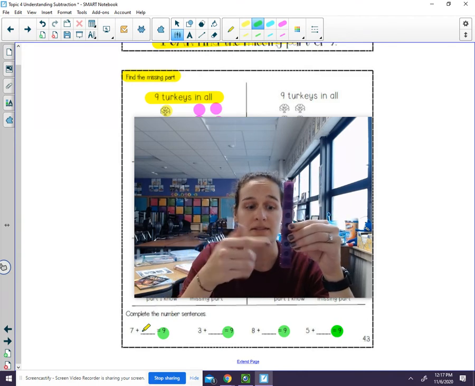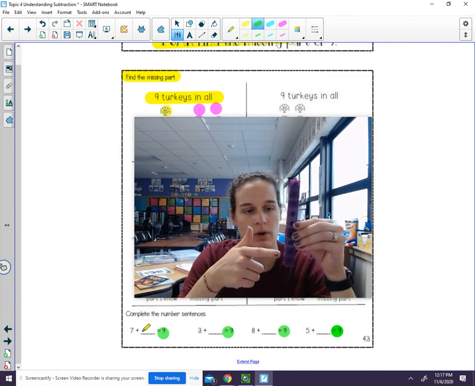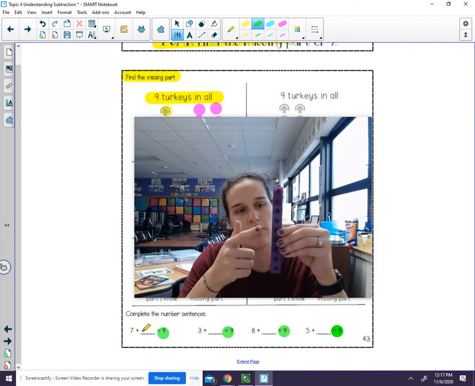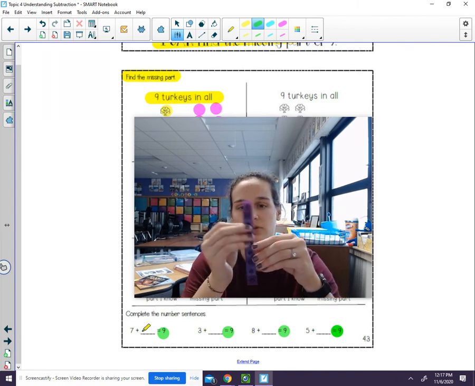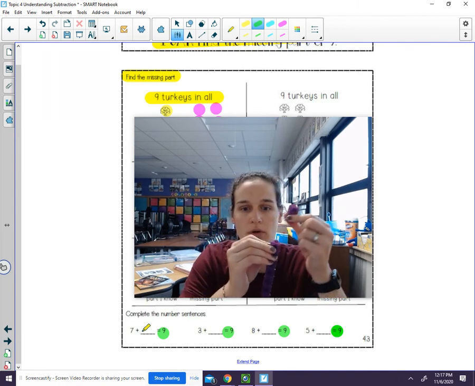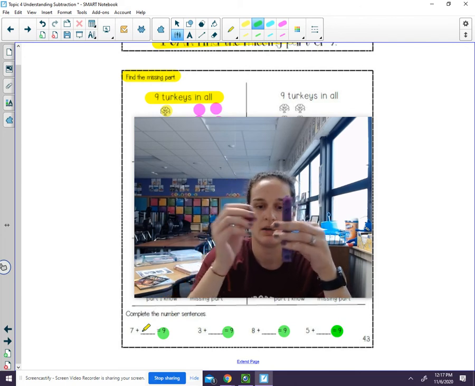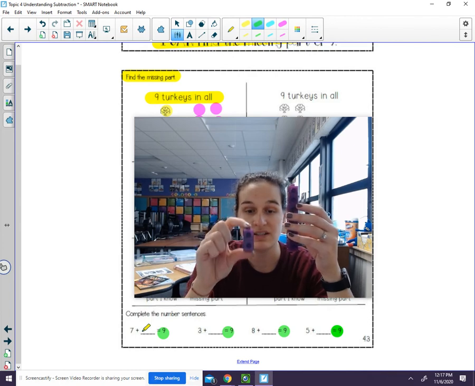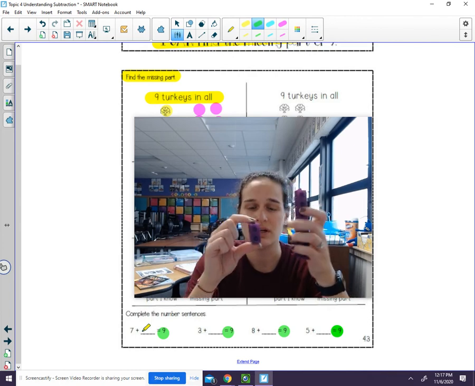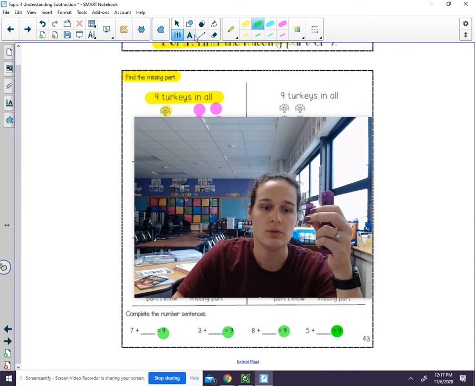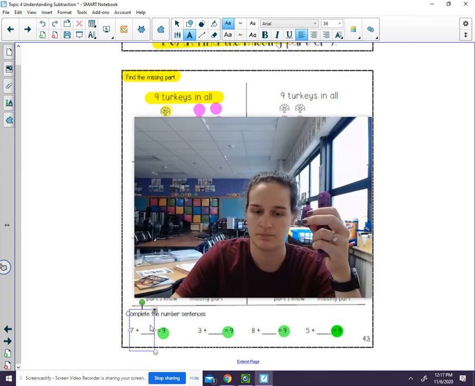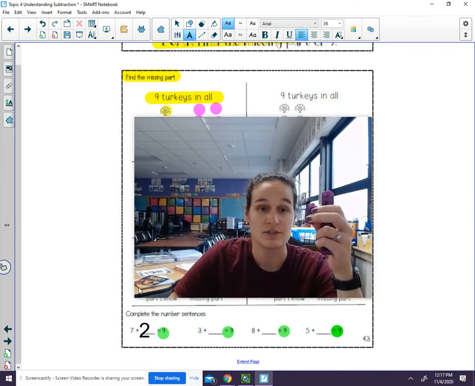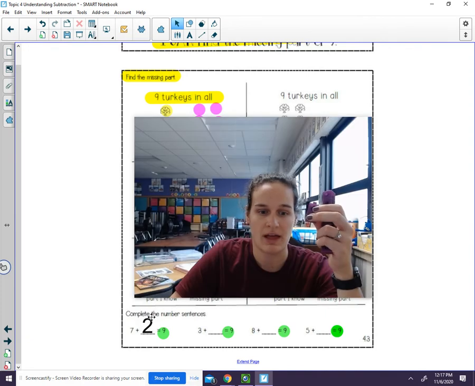Well, let's find where the 7 is. 1, 2, 3, 4, 5, 6, 7. So here's 7 cubes. I'm going to pull off this. So this is my 7. Plus what? Well, how much do we not know? The missing part to the addition sentence is 2. So we didn't know it was 2. So I'm going to put a 2 here. That's one strategy to solve that problem.